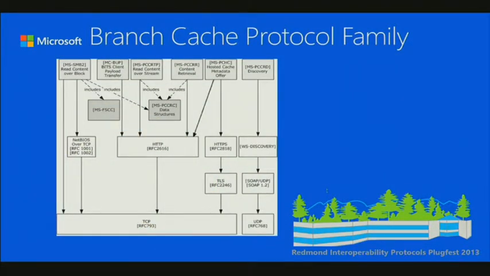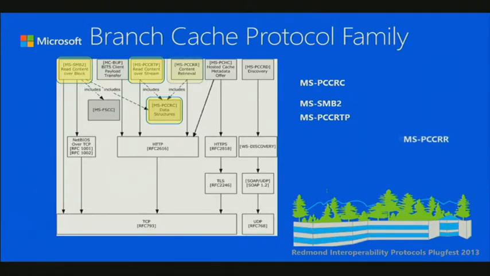If we map our test suite scenario back to the protocol family and the individual protocols, we will cover the content information protocol, that's PCCRC, the transports, SMB2 for the I/O control codes, and the PCCRTP, which is transporting over HTTP. And also the PCCRR, the retrieval protocol, and finally the PCHC, the hosted cache protocol.